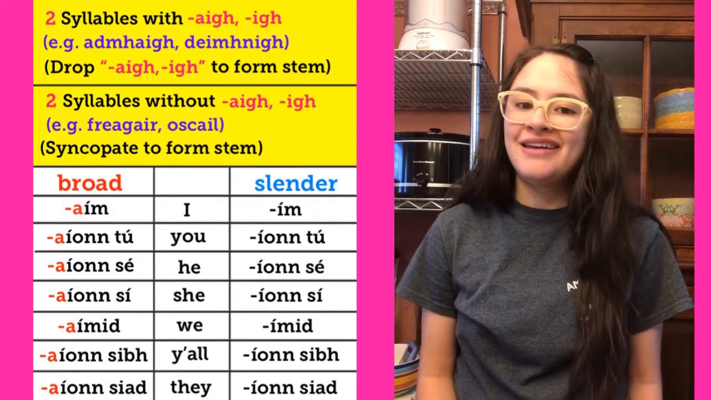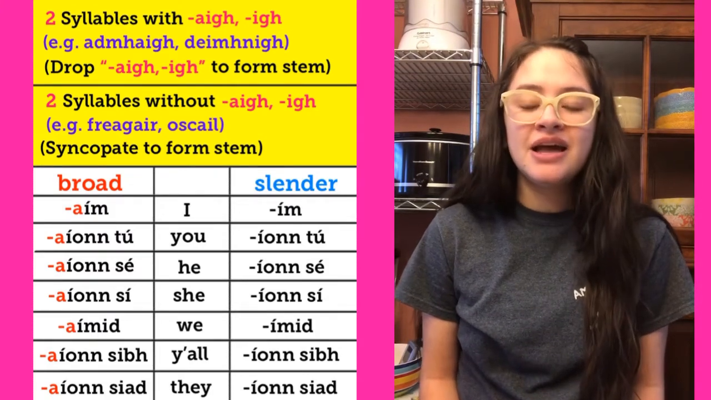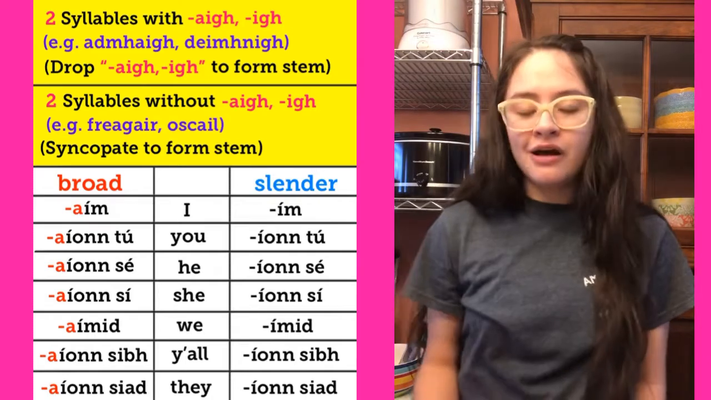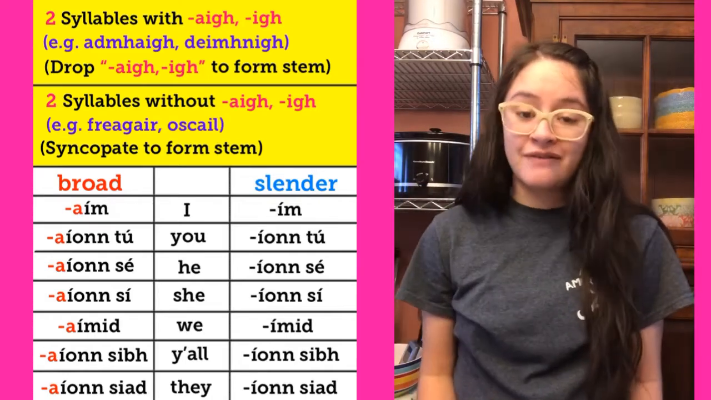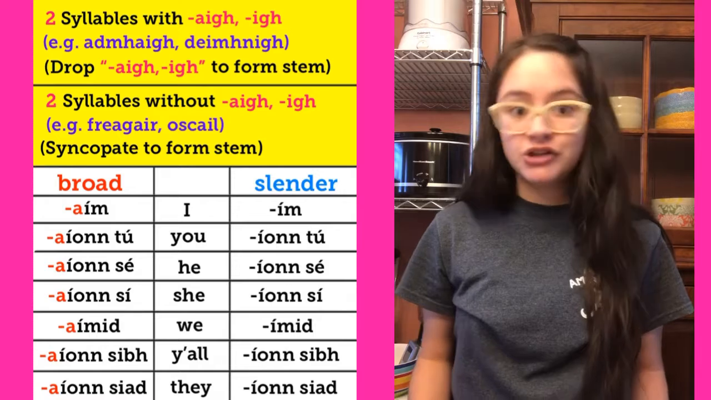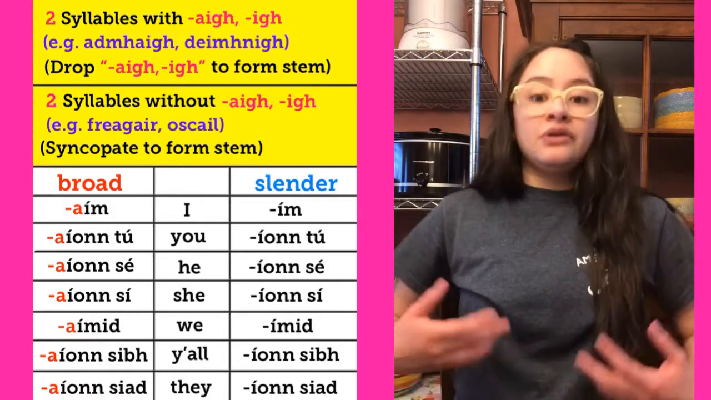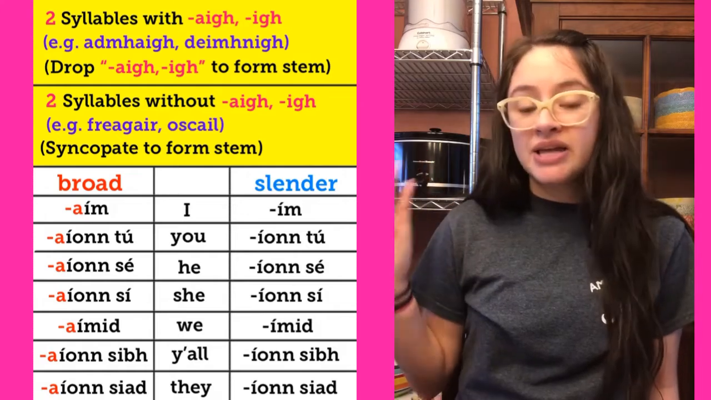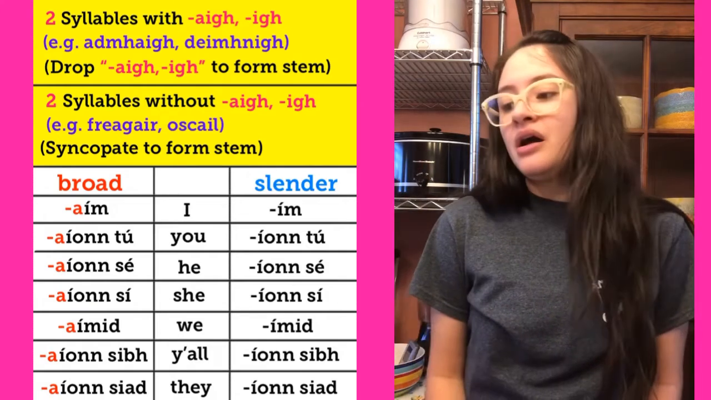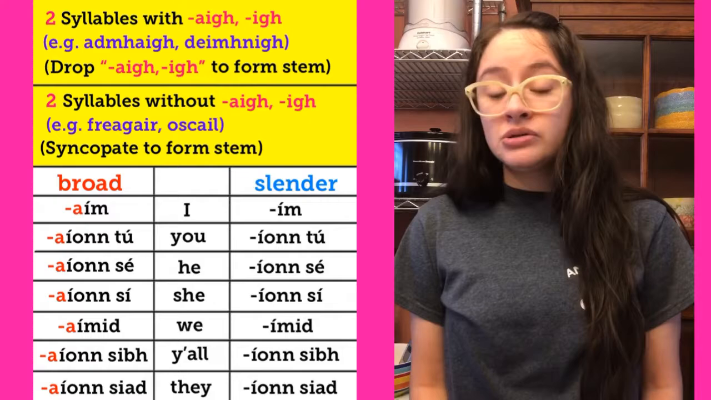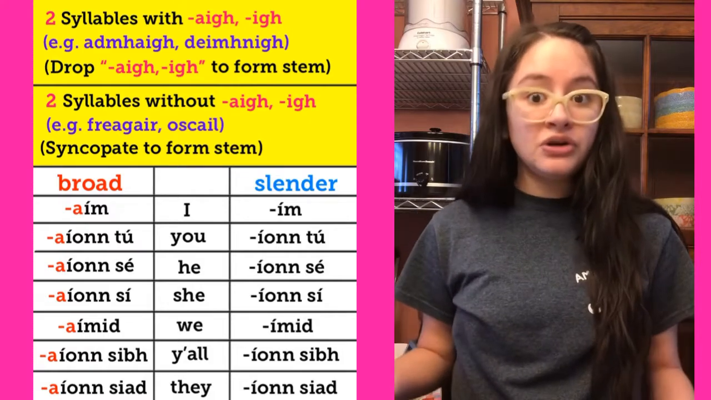And remember that if the subject of your sentence ends up being something other than one of these personal pronouns that I have listed, such as a person like Siobhán or an object like the table, well, the verb will still take the same endings as these, and you'll just replace the personal pronoun with the new subject.